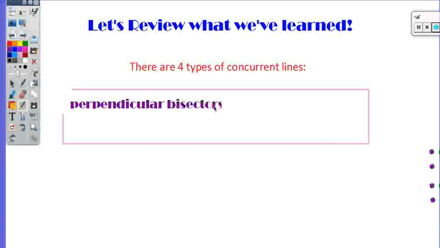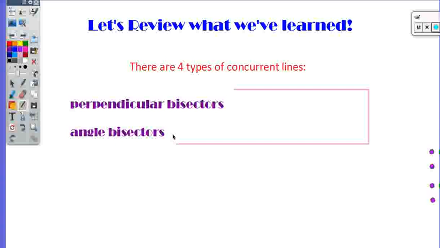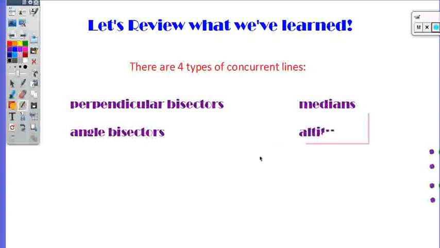Perpendicular bisectors, that's one of them. The next one that we learned was the angle bisector. The next concurrent line that we learned was the median. And finally, we learned the altitudes. Thanks to my magic eraser making those appear.